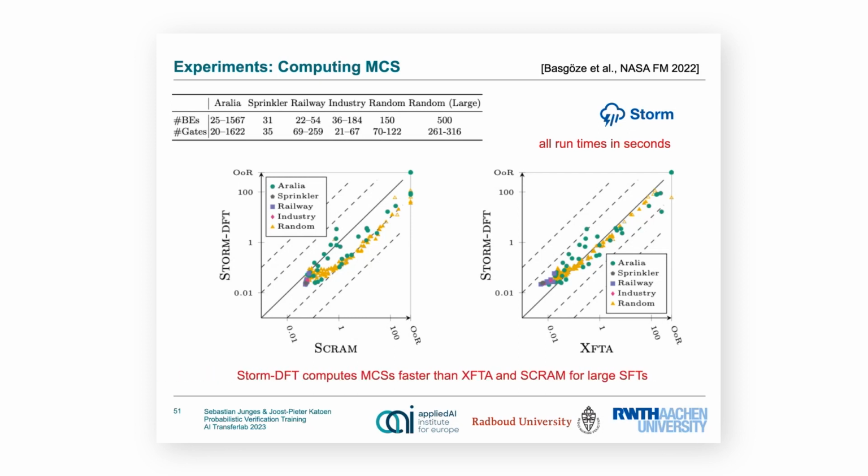So the bottom line of this is that Storm is competitive, but if they are large SFTs, then you see that the more the curves in the X dimension go to the right, the more time it needs, then actually we are performing very well.